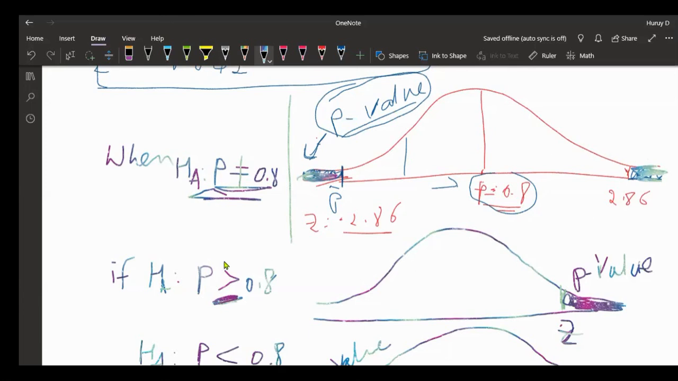Now, if we remember, this normal curve is symmetric. Therefore, these two areas are the same. So finding one area is enough, and then you just multiply by 2. Okay.